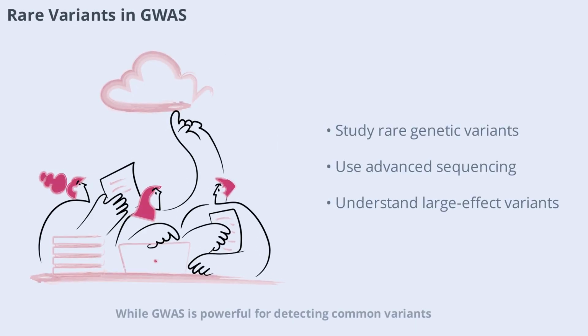While GWAS is powerful for detecting common variants, it is less effective for rare variants due to limited statistical power. However, advances in sequencing technologies and larger sample sizes are making it possible to study rare variants. These rare genetic differences can have large effects on disease risk and are an important area of ongoing research.